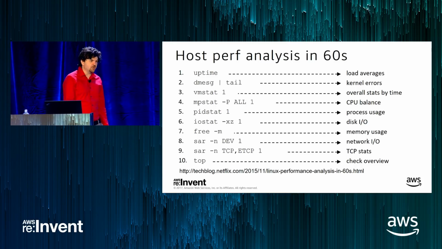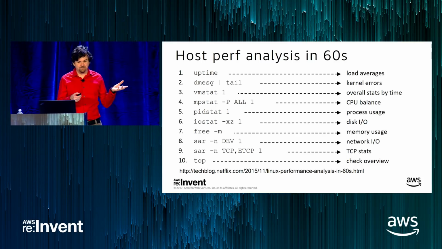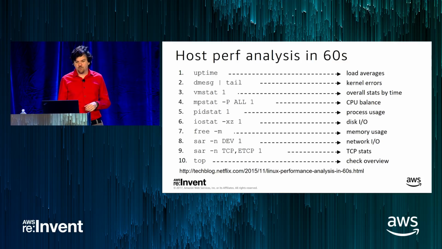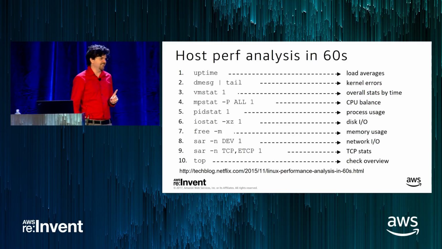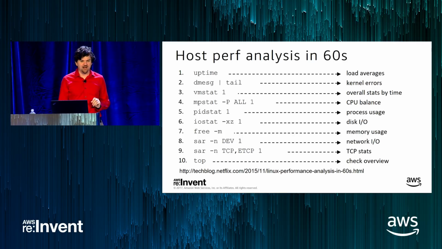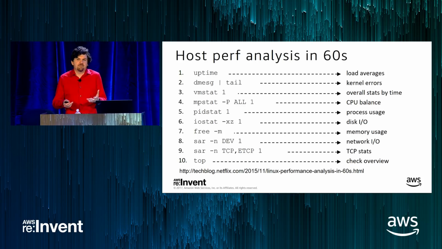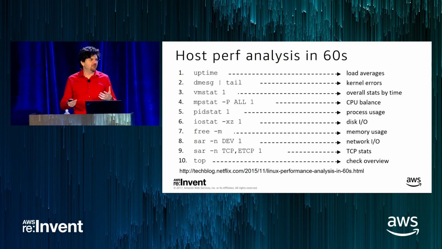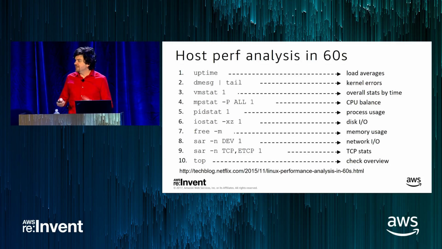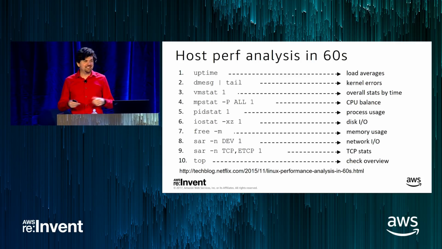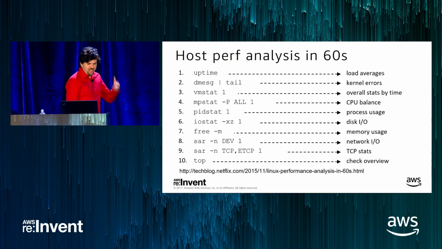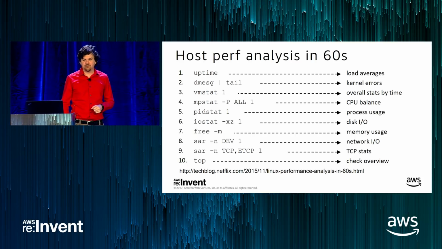If you're in the situation where you do have to log into an instance, I did write a blog post with the performance team a while ago on performance analysis in 60 seconds. What are the top 10 commands you would run if you had to SSH onto an instance? So uptime, to look at the load averages, because they're not a great metric, but at least they tell you if things are getting worse or better. Dmesg, because the kernel will often tell you if it's unhappy, if it's done something sad. And then VM stat and MP stat and PID stat and so on.